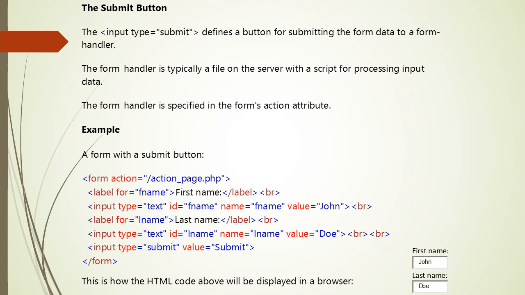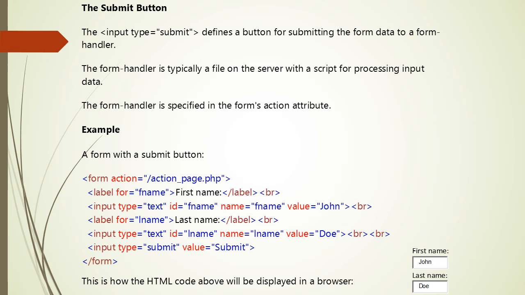Next, how to create a submit button. Define input type equals submit. It will define a button for submitting the form data to a form handler. The form handler is typically a file on the server with a script for processing the input data.